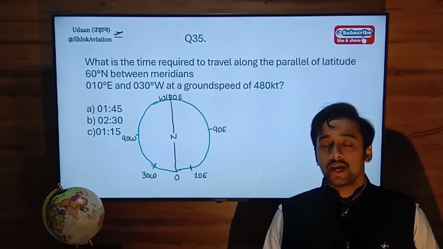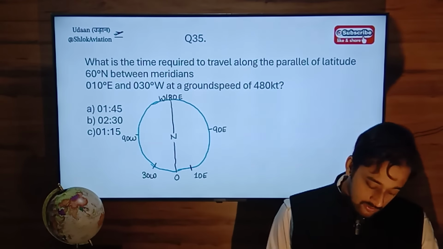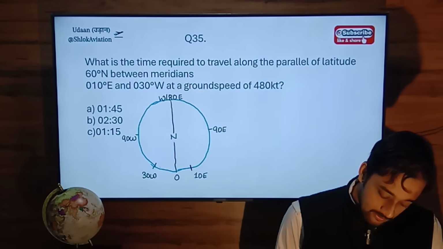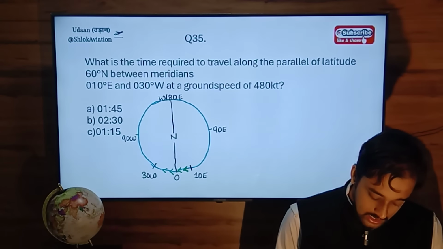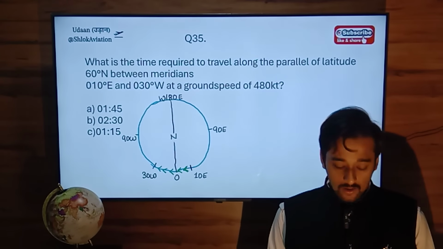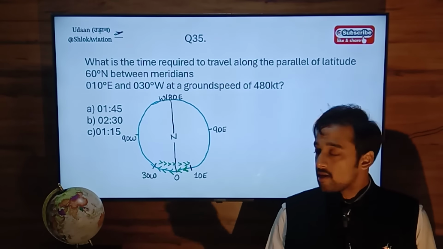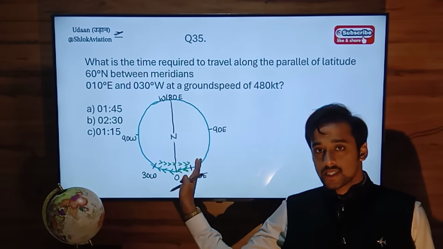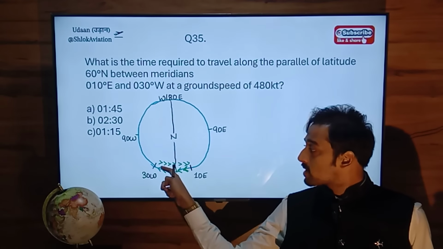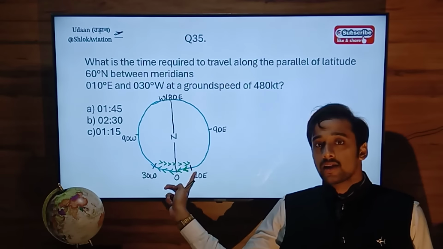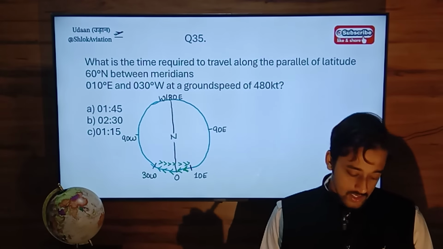Now when we travel from point A to point B, we always select that track which will give us the shortest distance. So it will be better if we fly this route like this, easterly direction, or we fly westerly direction like this, crossing across prime meridian. Whether we travel easterly or westerly, the main point is traveling across prime meridian instead of traveling across anti-meridian and then reaching our destination. So traveling across prime meridian will give us the shortest distance.